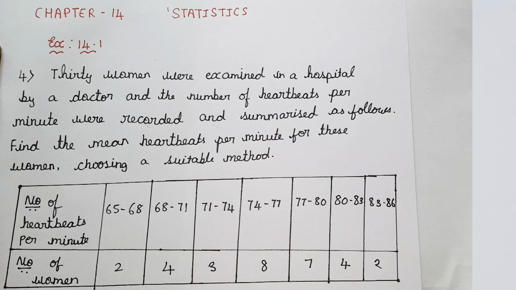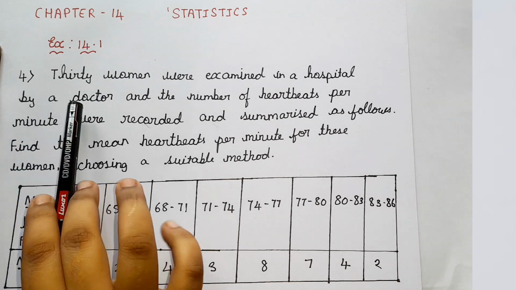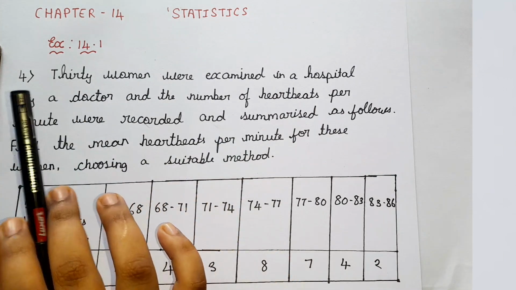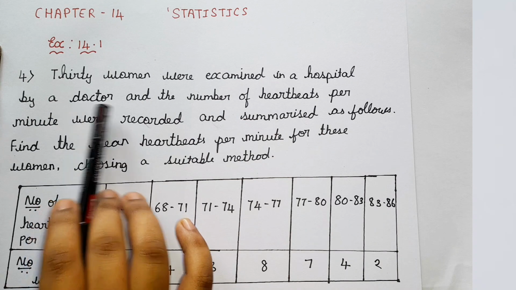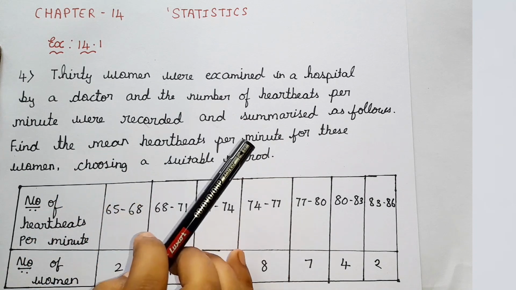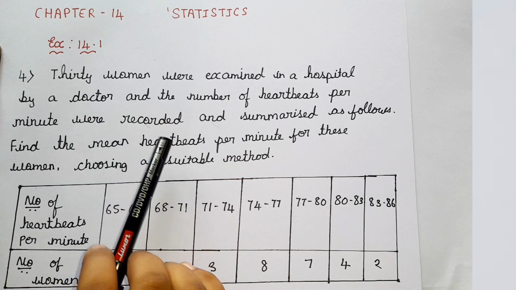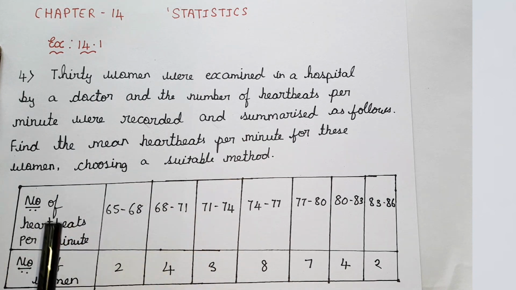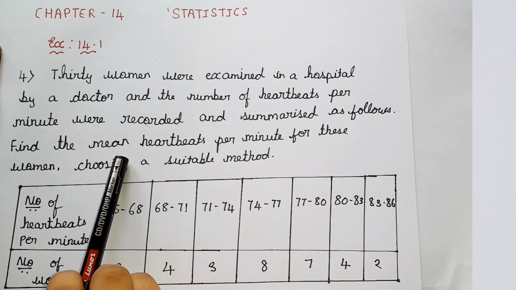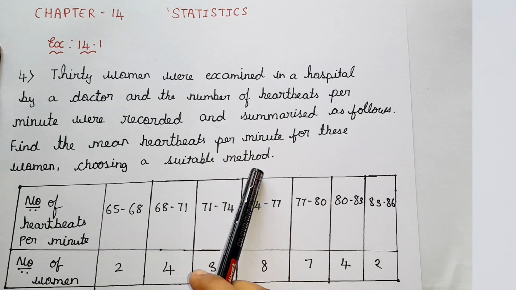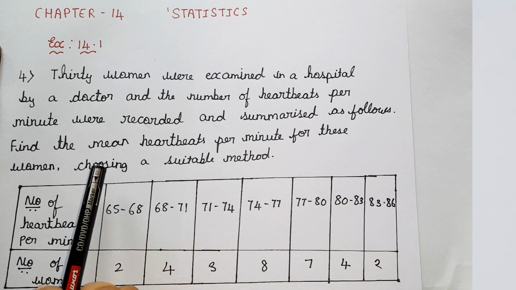Okay, so this is the question, guys. So here, according to this question, there are 30 women in a hospital, and the doctor in that hospital is checking the number of heartbeats per minute. They recorded those heartbeats, and mentioned them in this table, in this data. So we are supposed to find the mean heartbeats per minute for these women choosing a suitable method. So we are supposed to find the mean, isn't it?